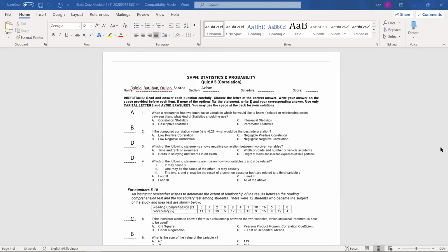Okay, number 3 na. Which of the following statements shows negative correlation between two given variables? Yung letter D.